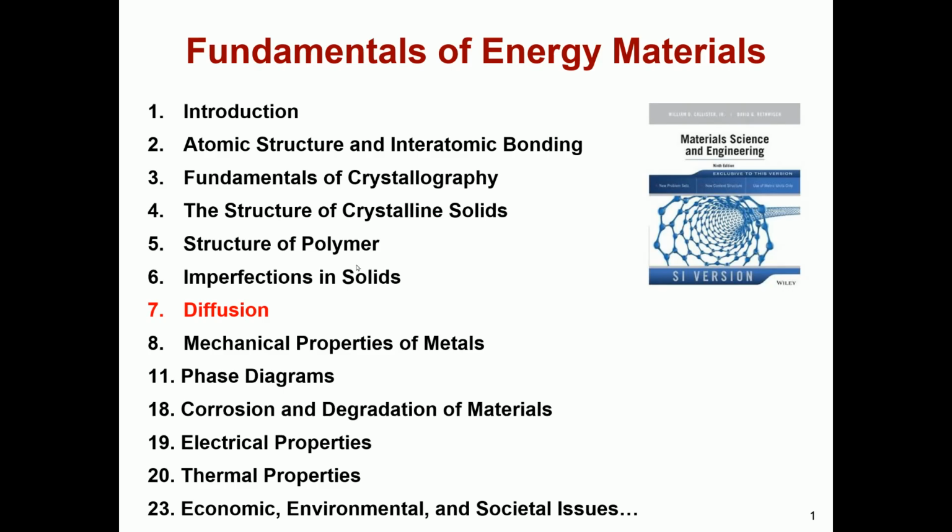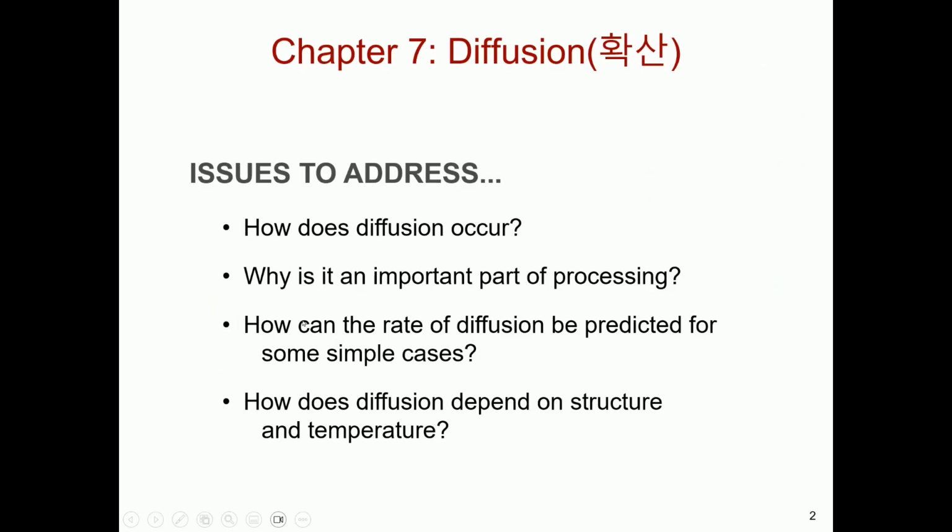Today we are going to discuss Chapter 7, diffusion, which is part of our fundamental energy materials course. Let's begin with the outline. The key questions we will address in this chapter are: first, how does diffusion occur at the atomic level? Second, why is diffusion an important part of material processing? Next, how can we predict the rate of diffusion for simple cases? And finally, how does diffusion depend on structure and temperature?